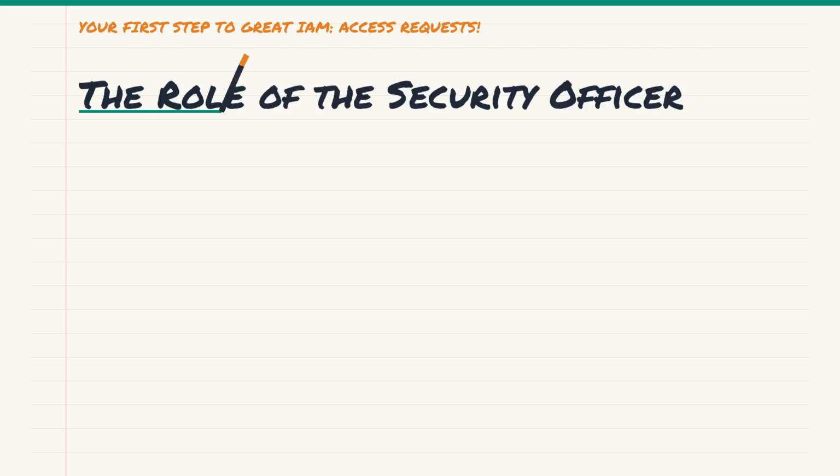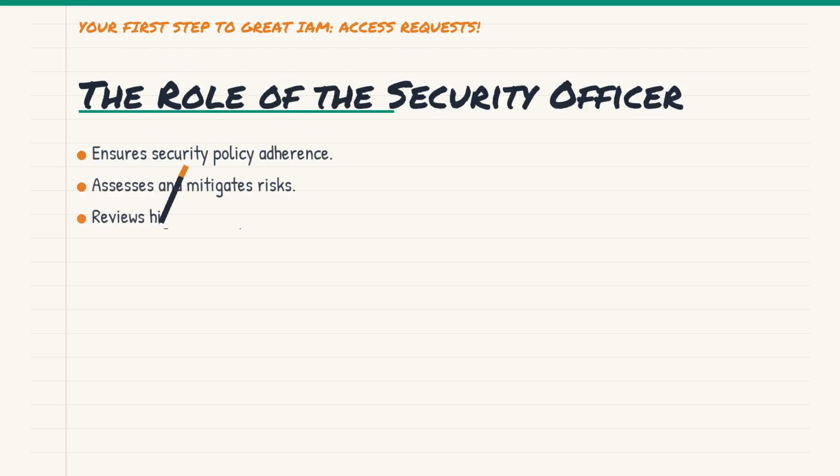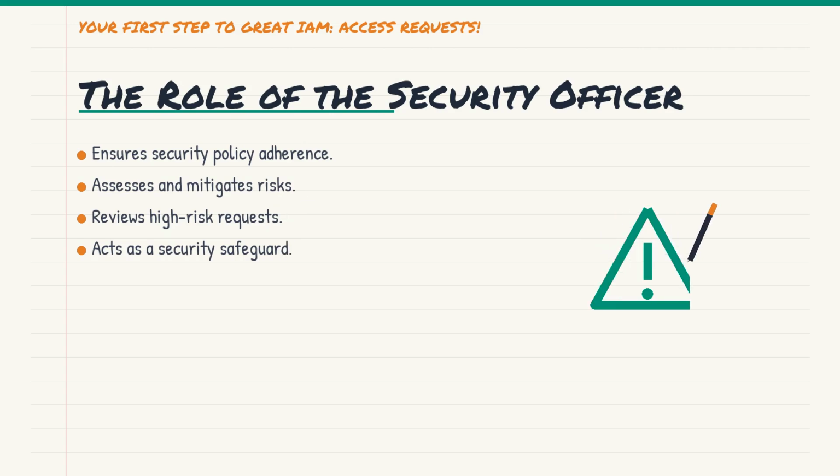Security officers play a vital role here. They aren't just there to say no to everything. They ensure that the access being requested aligns with the organization's overall security policies and that potential risks are properly understood and managed. They might step in for requests related to sensitive data, high-privilege accounts, or when there's a potential SOD conflict that the automated validation missed. They act as a safeguard to make sure the whole process is secure.